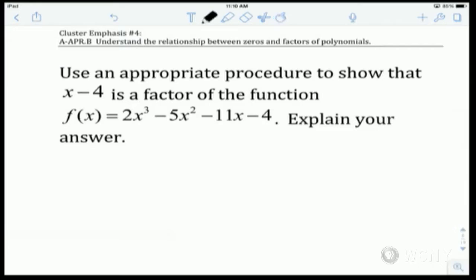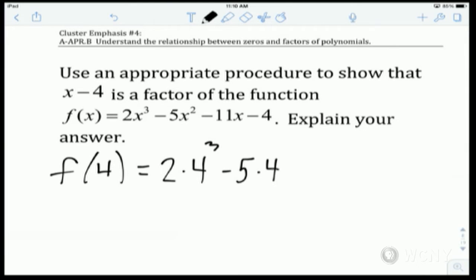So what you'll want to do is replace x with 4. So we'll find f of 4 equals 2 times 4 cubed minus 5 times 4 squared minus 11 times 4 minus 4. Again, because if it's a factor, 4 minus 4 is 0, we will get 0 back. Now you need to show that work. You need to write in your substitutions, but it's expected you'll use your graphing calculator from there.